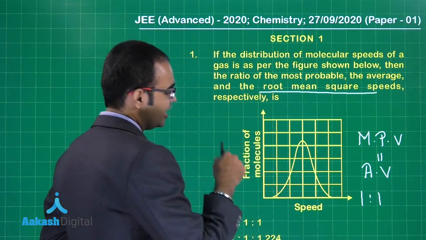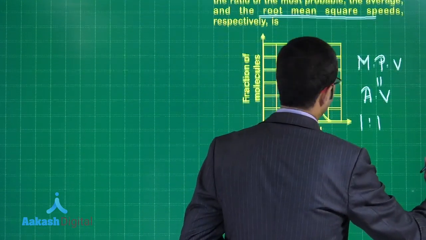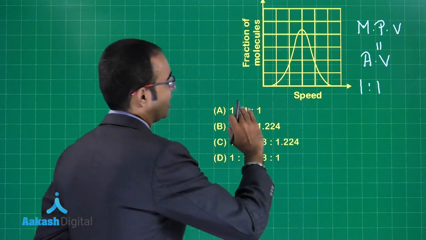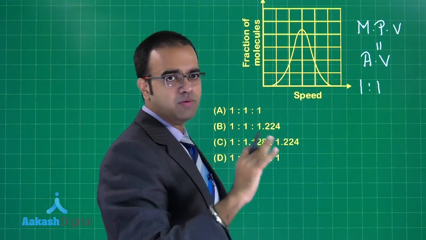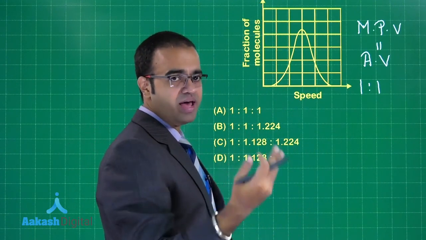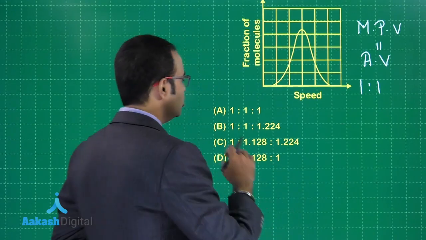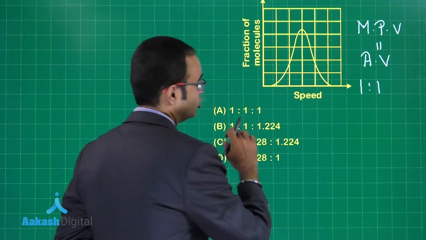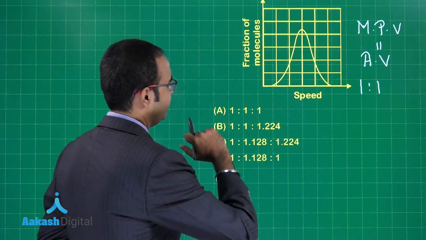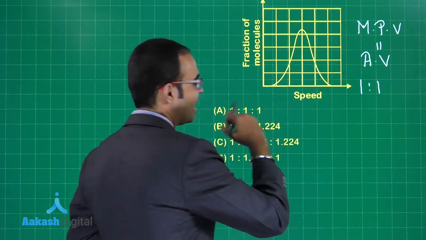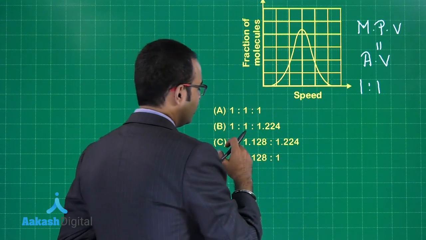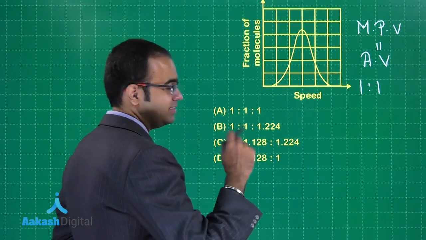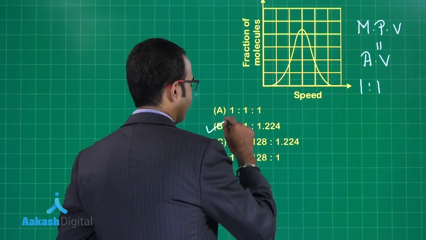That's why if you look at the options, 1:1:1 is not the answer, because your root mean square velocity will not be equal to the average velocity. It is the square and the square root, right? So B is 1:1:1.224. So 1:1 is correct, and 1.224 is higher than the other two, right? Options C and D are not satisfying. So the answer is option B, guys.